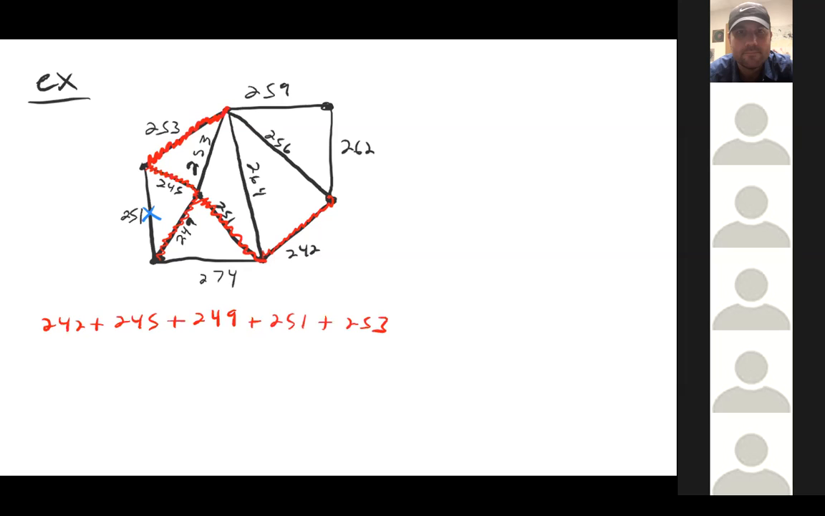Well, 256 would be the next biggest, wouldn't it? But I can't choose that one. Why wouldn't I choose the 256? Doesn't that make me a circuit now? This circuit right there. So I don't want to do 256. So it looks like my only other choice now is 259, isn't it? Next choice.